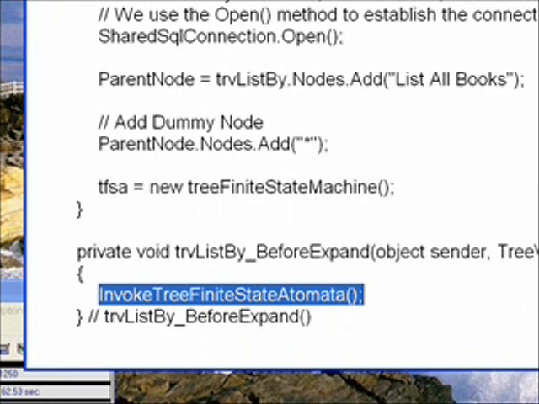And if we look at our before expand tree list by method, it now just calls a single function, a local function that I wrote within the form class called Invoke tree finite state automata. So I took all the code in the previous lesson and I moved it into Invoke tree finite state automata. And then I also added a lot more code that handles the finite state automata references.